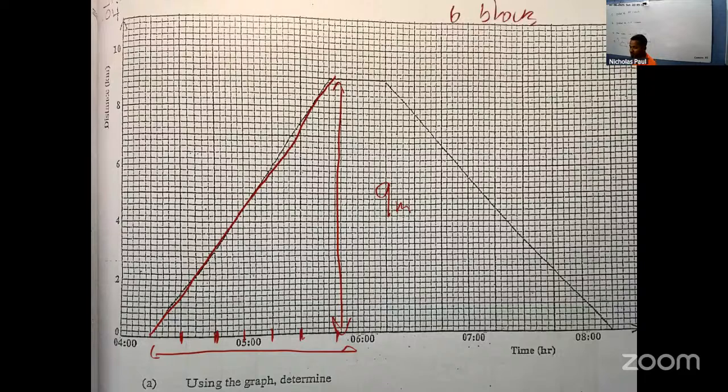So my question is, how long is 6 blocks, Hilario? How long is that? An hour and a half. Okay. So divide distance by an hour and a half. So 9 divided by 1.5. How much? 6. So the answer is 6.